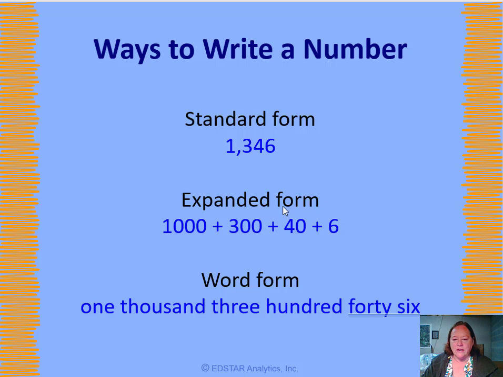And then we can write it in what they call expanded form, and that's where you write the numbers out using their place value, what their value is. That's the 6 in the ones place, so it's just plain old 6. The ones place is always just the number. The 4 is in the tens place, so it really stands for 40. The 3 is in the hundreds place, so it really stands for 300. And this one is in the thousands place, so it stands for 1,000. So they call this the expanded form.